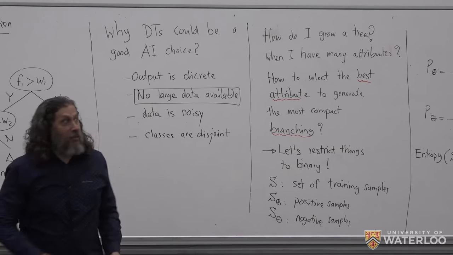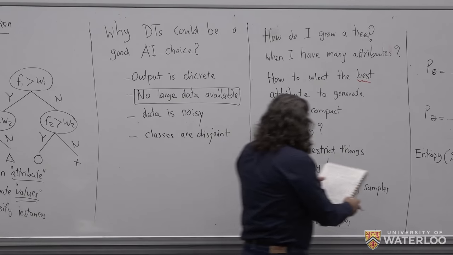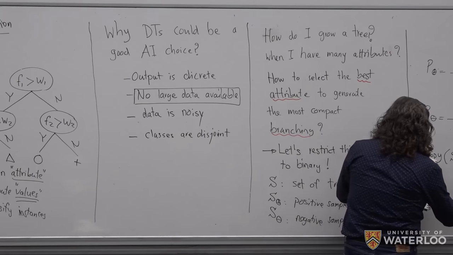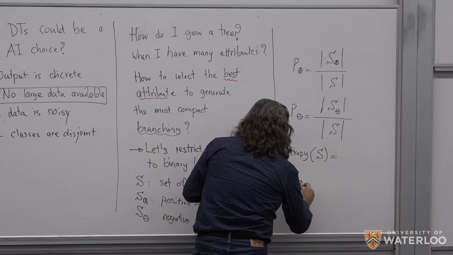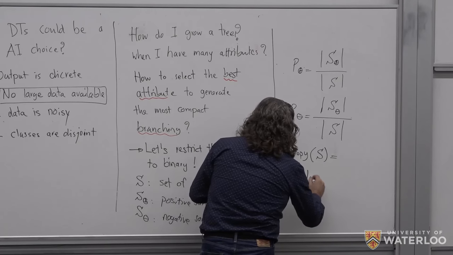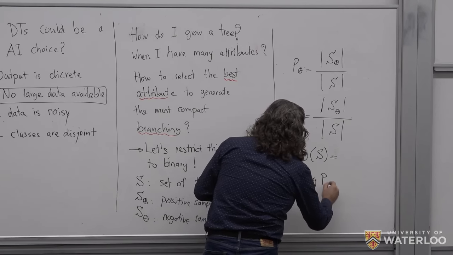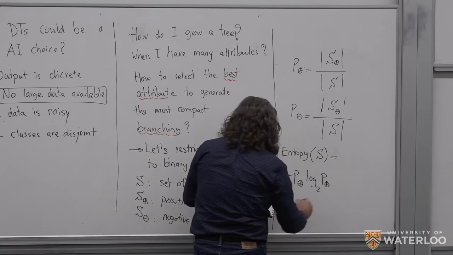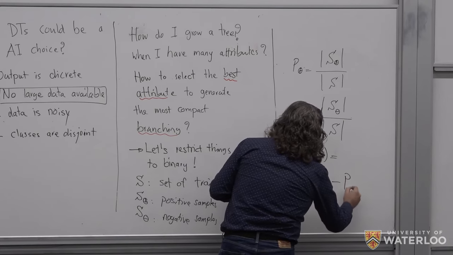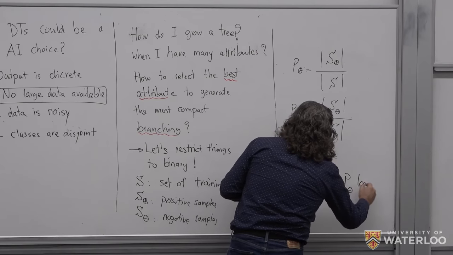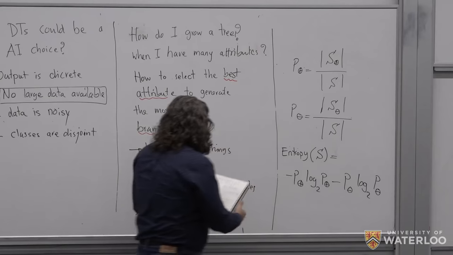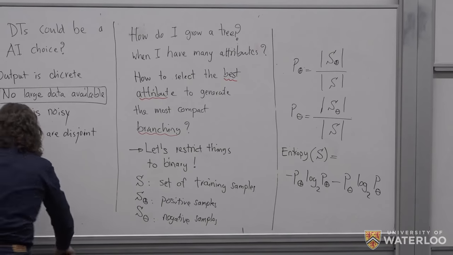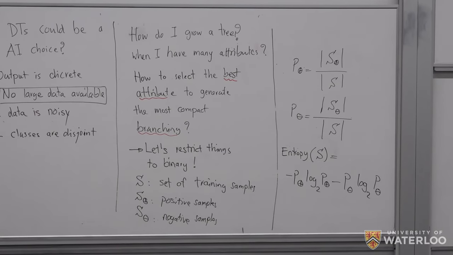Okay, maybe we go with this somewhere. So the entropy is, of course, minus probability of positive samples times the log of positive samples in base 2, minus the probability of negative samples times the log of negative samples in base 2. So what does that mean? So we calculate the entropy of data.